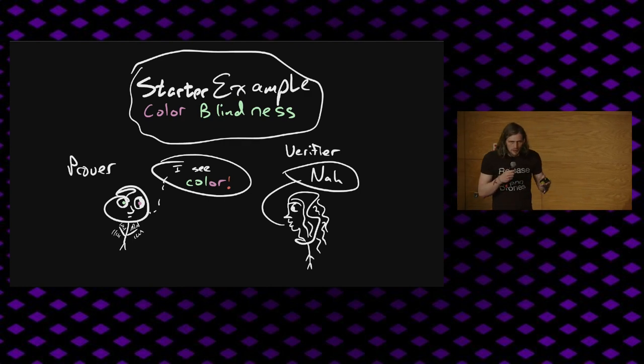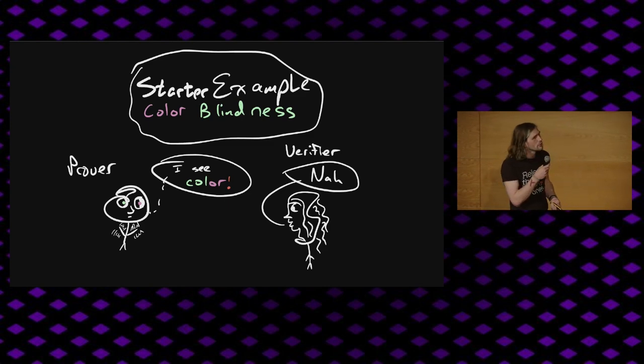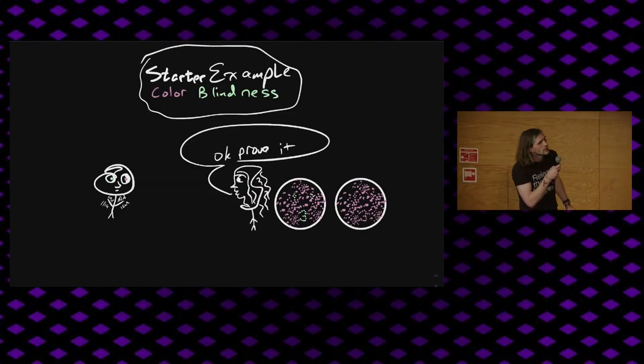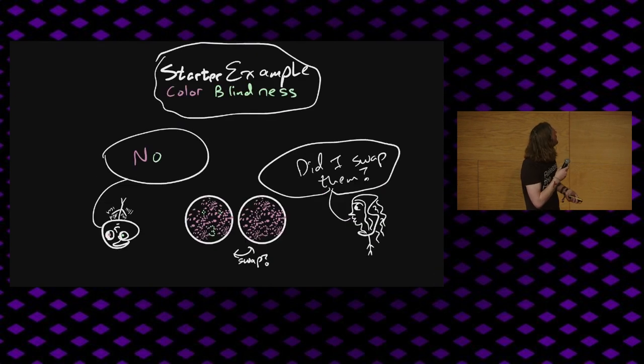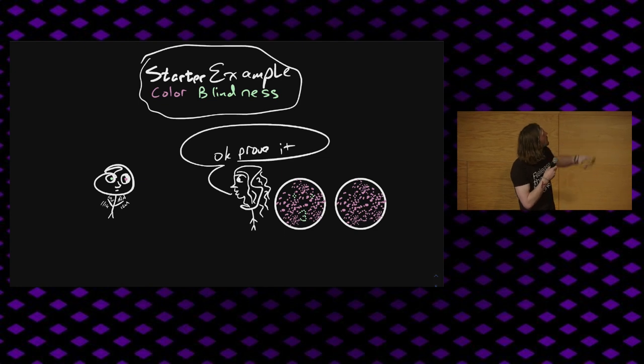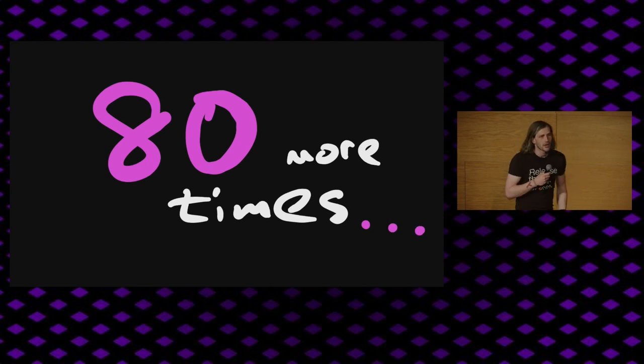As I'm sure at least many of you are familiar, in the colorblindness example the prover, Bob, says that he sees color, and Alice says, no, there is no color. Color does not exist, and I need you to prove this to me. So the prover says, yeah, I see color. So Alice says, okay, here are two balls that look exactly the same, and the prover says, okay, yeah, I think I see a difference. And so he says, no, you didn't switch them. And so they go, okay, prove it. And he says, no, you didn't switch them. She does it again. And they do this 80 more times.